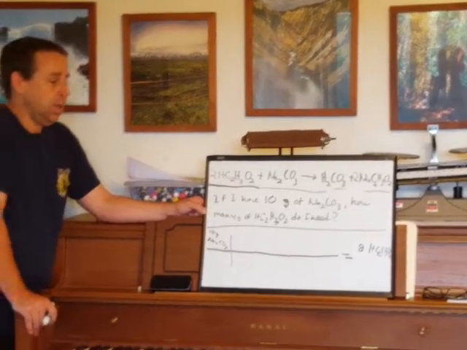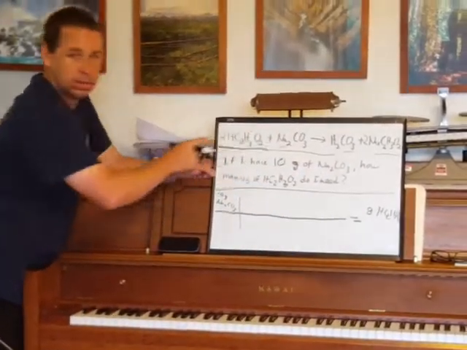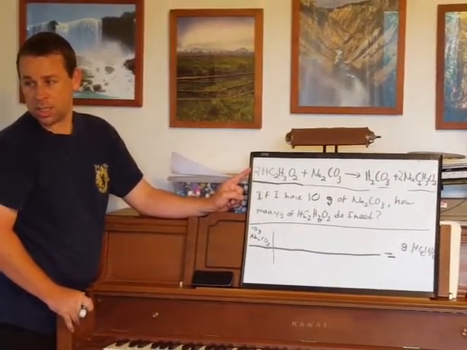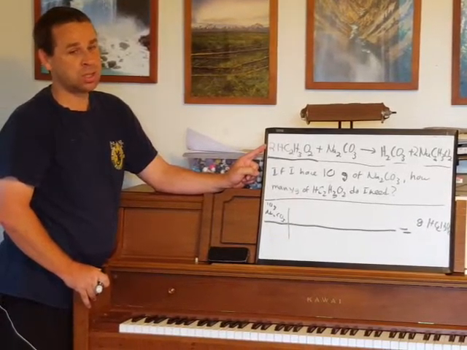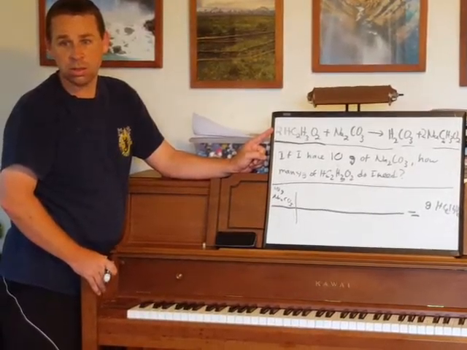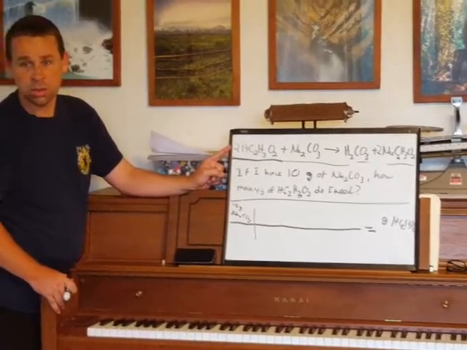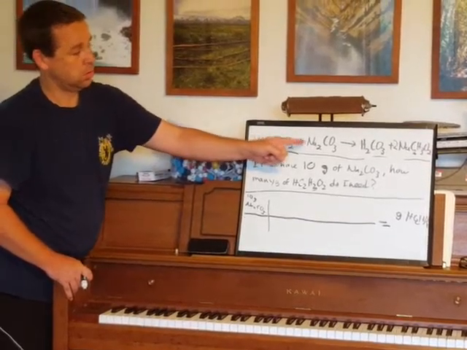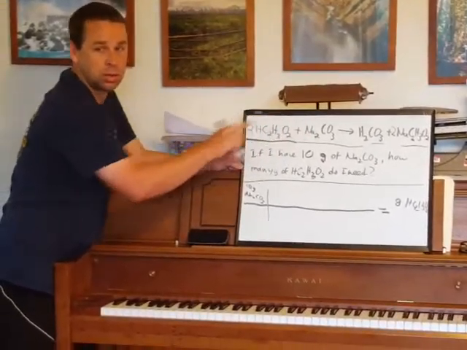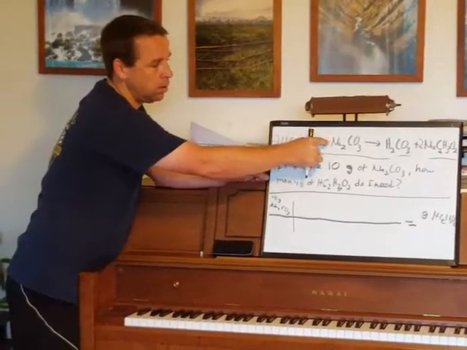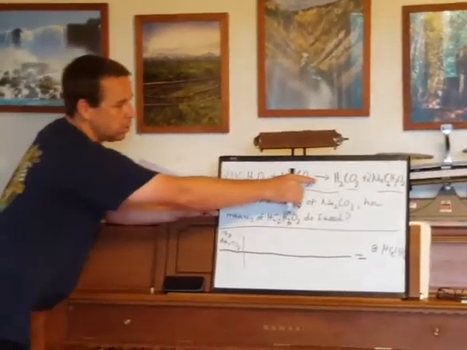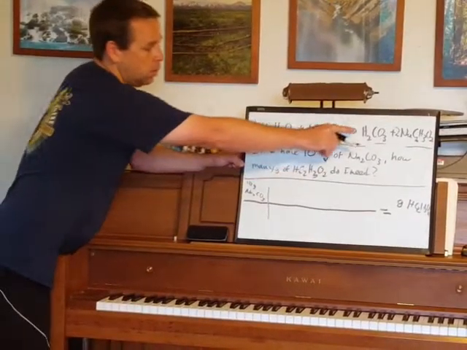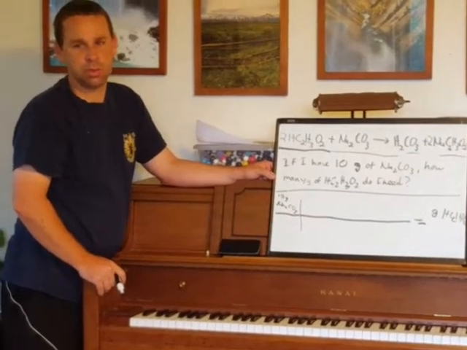So this statement up here, can anybody translate this into English for me? For those who don't know chemistry-ese, what does this say up here in English? You can just say of those if you want. 2 of those plus 1 of those equals 1 of those plus 2 of those.